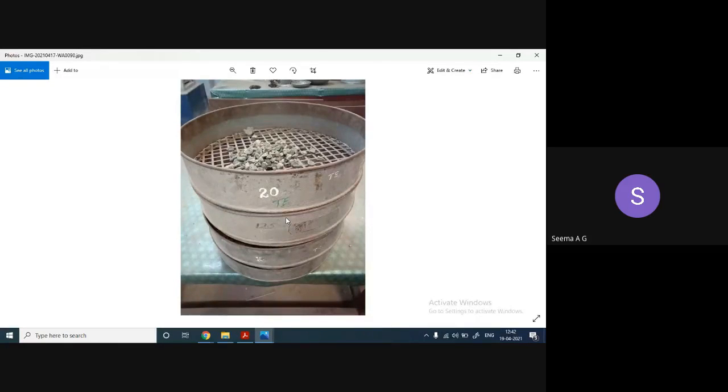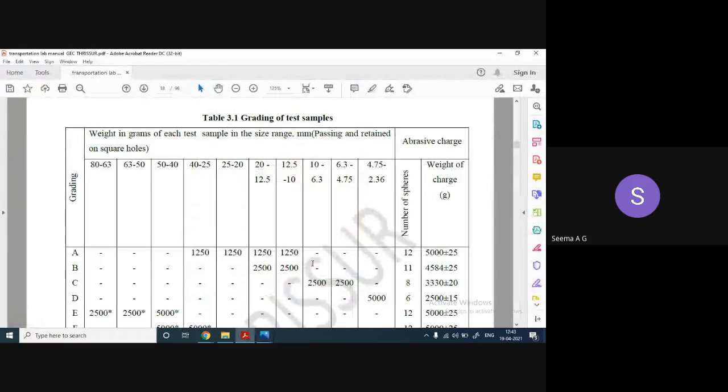Then it is dried in the oven, and from each set, that is passing through 40 mm, retained on 25 mm, or passing through 25 mm, retained on 20 mm, likewise, the specific quantity of aggregates is taken according to the grading given. So according to the grading, you can choose the quantity of aggregates.